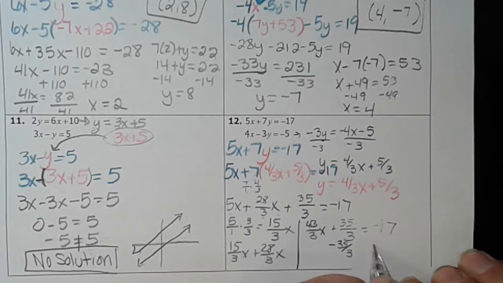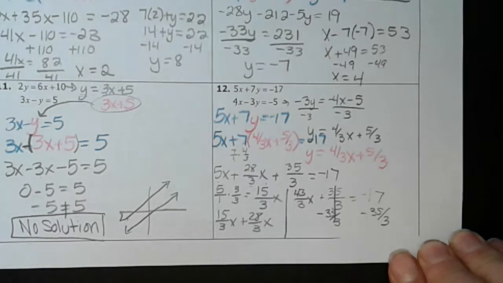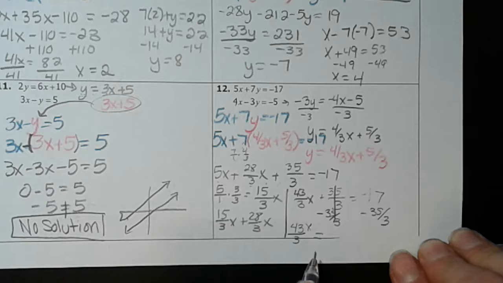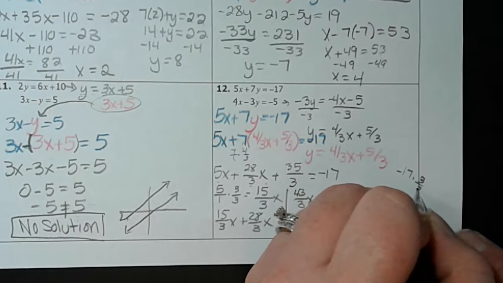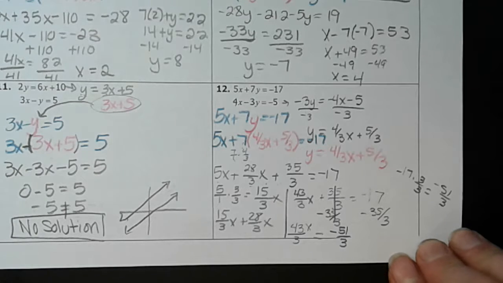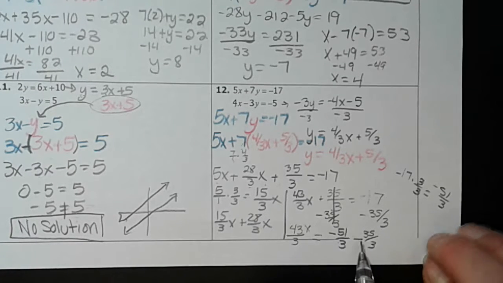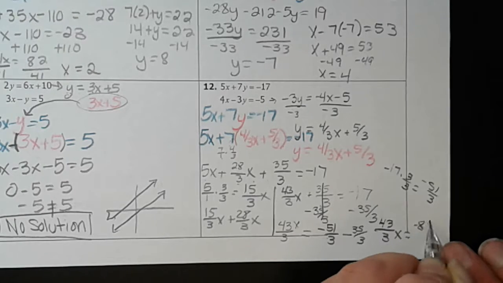We need to subtract 35 thirds from both sides. And again, so these cancel out. These don't have the same denominator. So we're going to have to give them the same denominator. 43 thirds x equals, so we need to multiply this by 3. Negative 17 times 3 over 3 gives us negative 51 over 3. Oh wait, it's negative 51 thirds minus 35 thirds. Whew, yeah, I almost forgot about that. So then we can combine these and we end up with 43 thirds x equals negative 86 thirds.